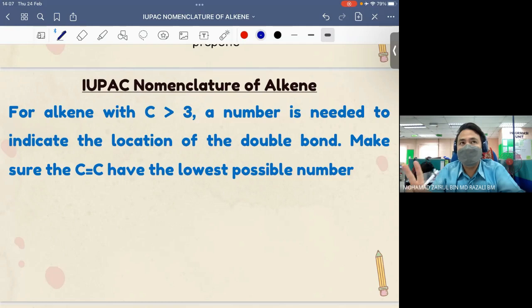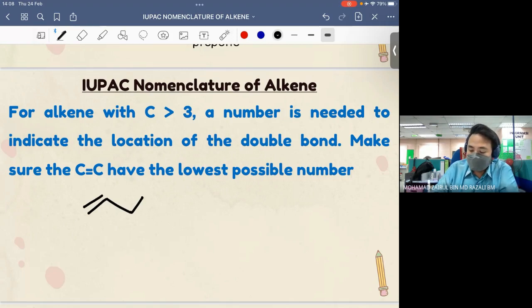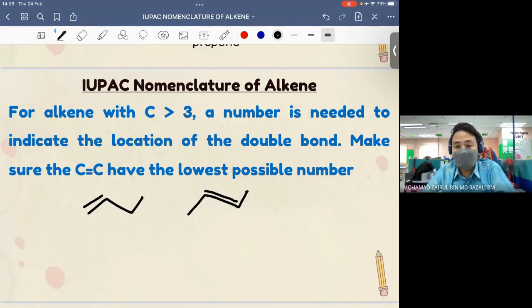Since dia ada possibility untuk position isomer, so we need to specify the number ataupun the location of the carbon double bond carbon. So contohnya kalau awak buat butane saja kan, butane, so kalau saya draw structure of butane, so butane is 4 carbon. So the double bond itu can be in between carbon number 1 or carbon number 2, ataupun double bond itu boleh between carbon number 2 or carbon number 3. So dah ada position isomer. Sebab tu kita dah kena start specifykan location of the double bond.